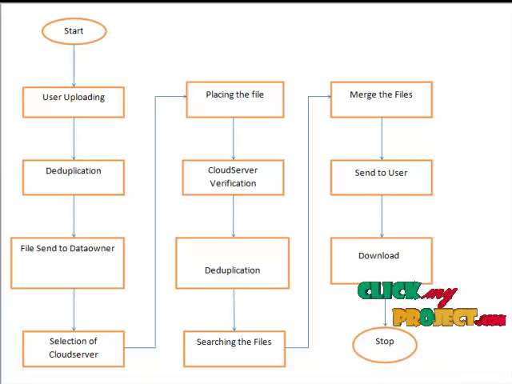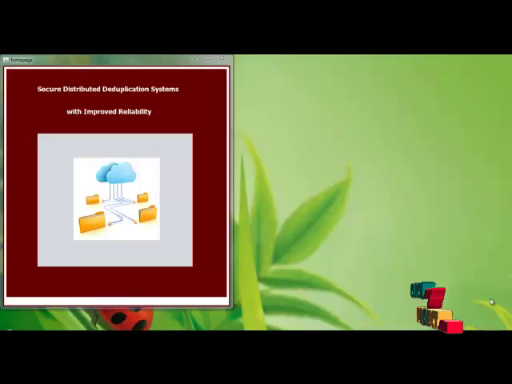Then if the user requests the files from the server, it merges the files stored in the different cloud servers and sends them to the user. The user then downloads the files to their location. Now we start our demo. The project title is Secure Distributed Deduplication System with Improved Reliability.